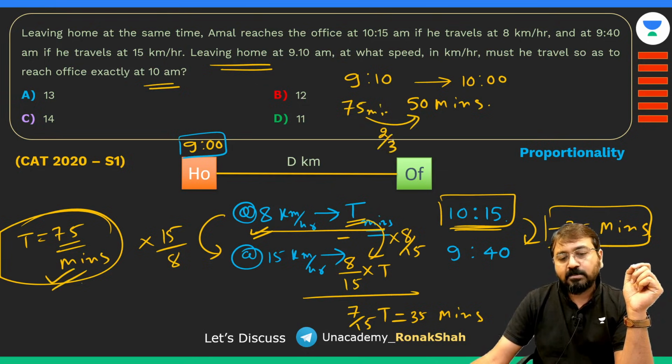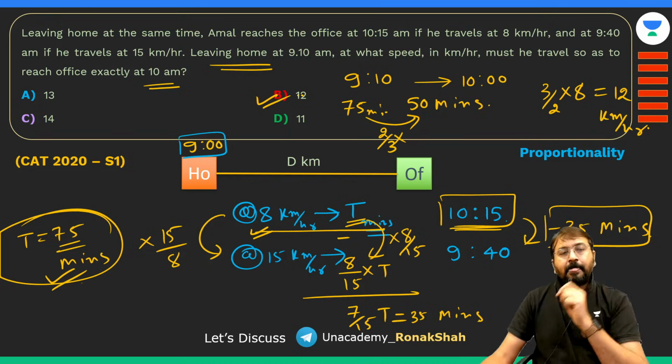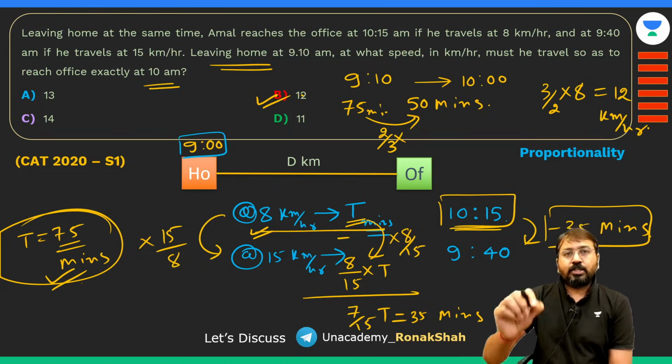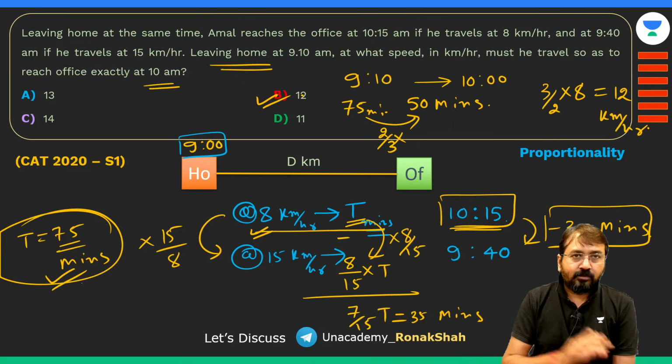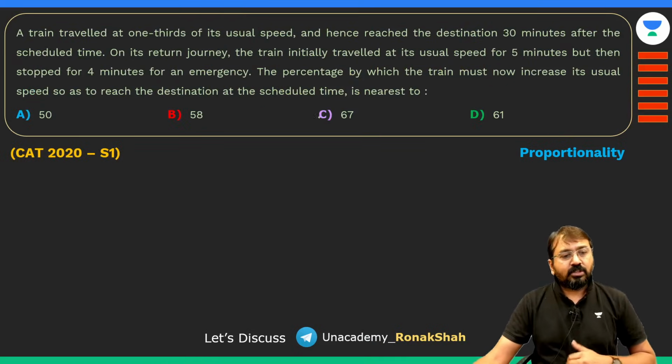So can I say time has become 2/3? So your speed should become 3 by 2 times the previous speed. So this will come out to be 12 km per hour. That's your answer. Very simple question. I really hope all of you have understood this. This question was based on the concept of proportionality. Let's look at a few more questions based on this concept.